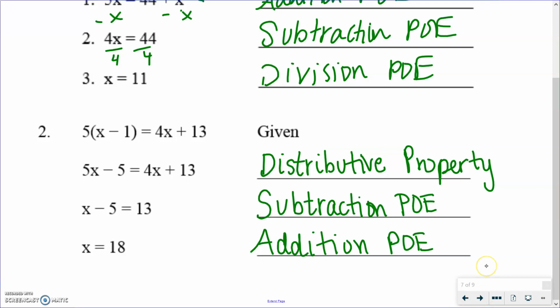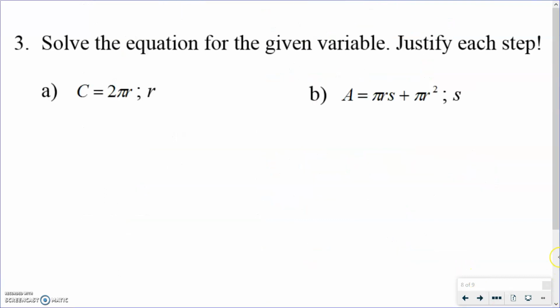Okay, hopefully you were able to see that this first step is from here to here. They're using the distributive property to simplify the left side of the equation. And then from here to here, subtracted 4x from both sides, so that's subtraction. And then from here to here, added 5 to both sides to get x equals 18, and so that's the addition property of equality.